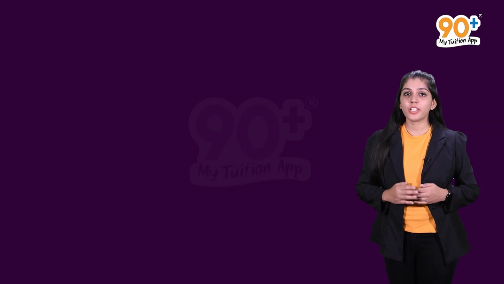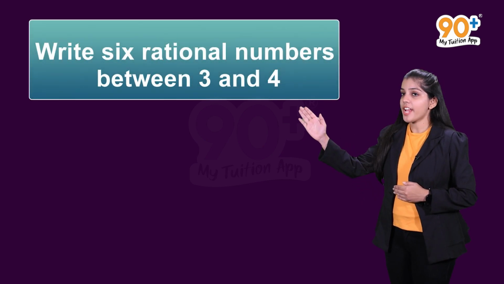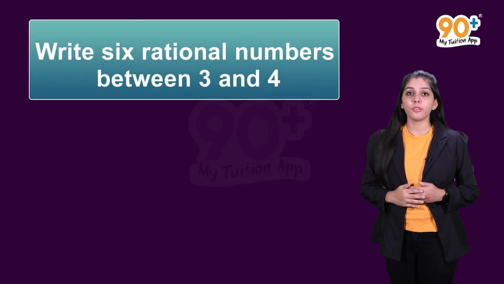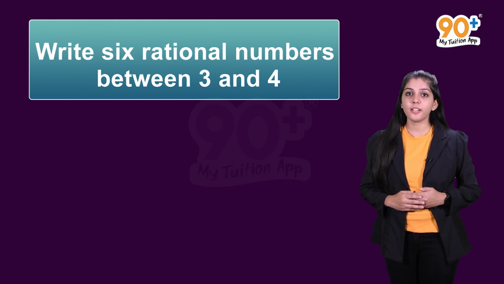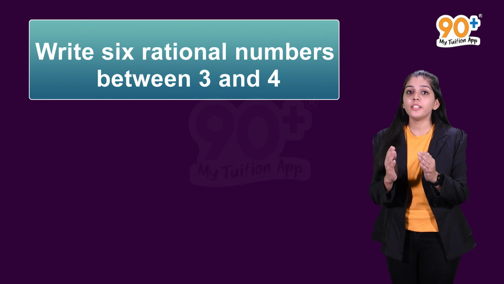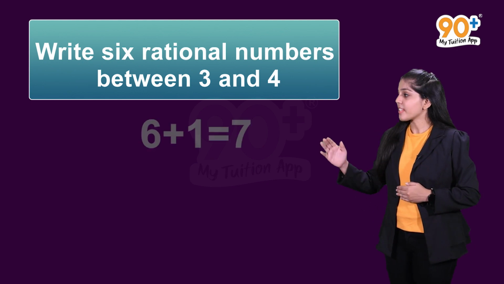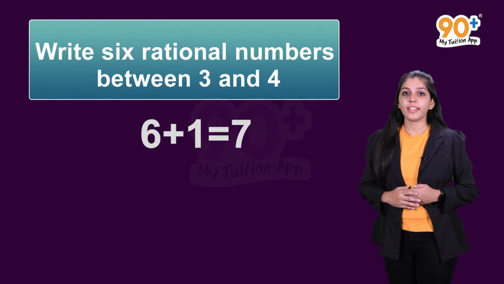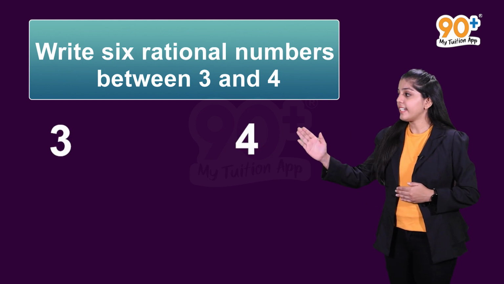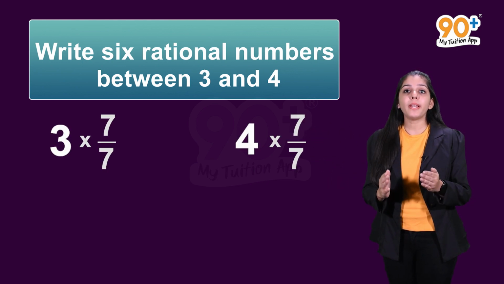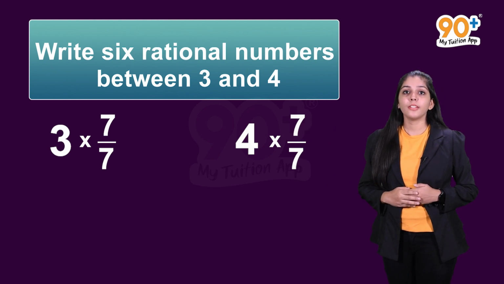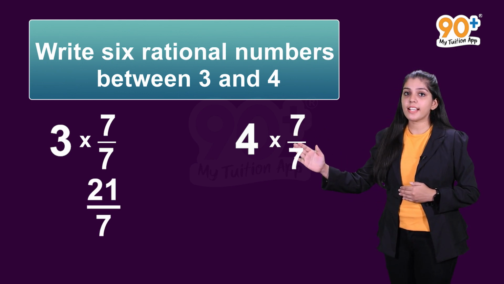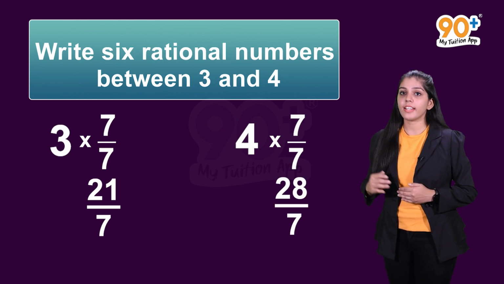We have the first question. Write 6 rational numbers between 3 and 4. Students, since we are asked to find 6 rational numbers, let us add 1 to 6. So, we get 6 plus 1 is equal to 7. Now, take 3 and 4. Multiply and divide by 7 to both these 3 and 4. We get 21 by 7 and 28 by 7.